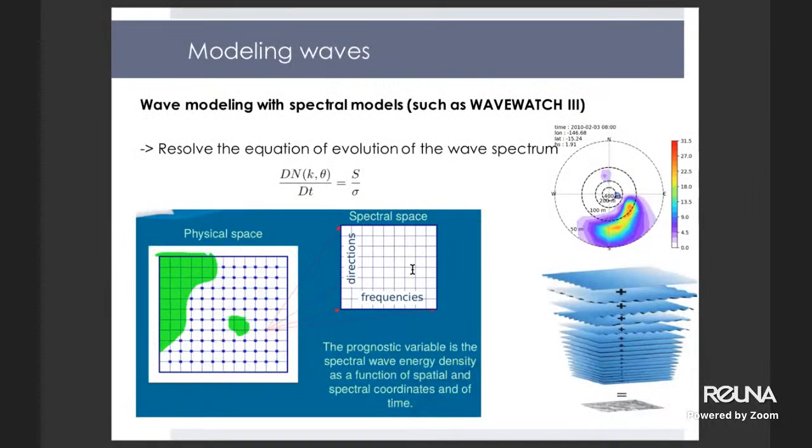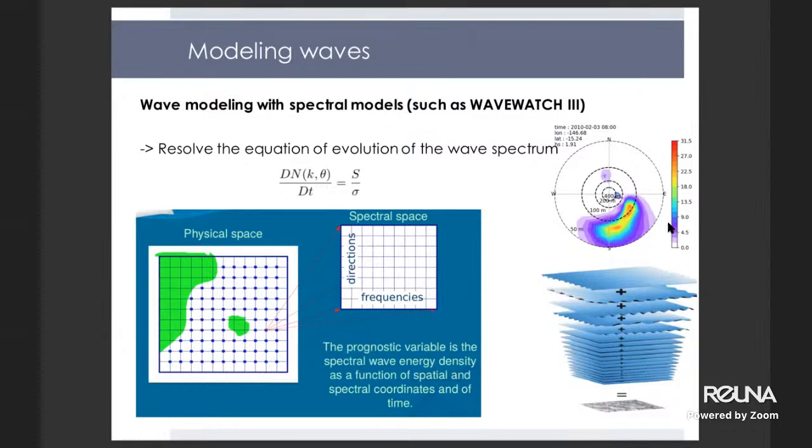So, modeling waves. As I said, waves are usually modeled using the spectrum, which is an average representation of the wave systems. Spectral models such as WAVEWATCH III resolve the equation of evolution of the wave spectrum, which is represented over there.